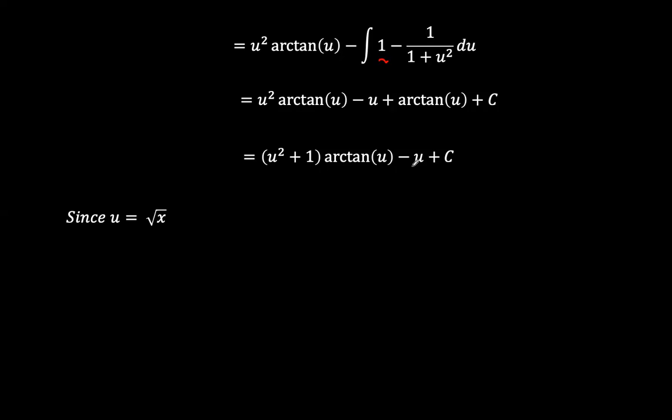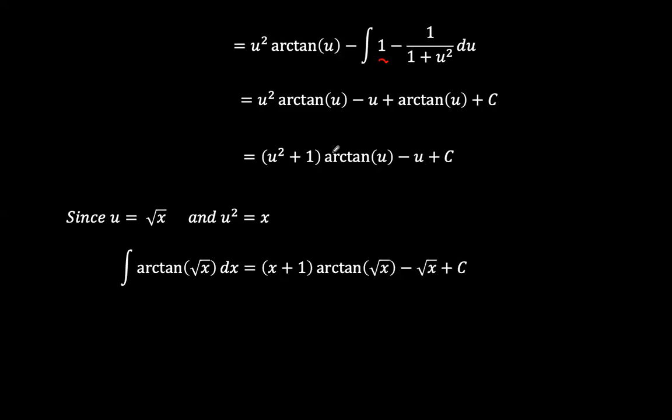then wherever u appears, we have square root of x, therefore meaning that u squared is x. And so the integral of arctangent of square root of x is the same as x plus 1 times arctangent of square root of x, minus, where u is, the square root of x, plus c. And this is our answer here.